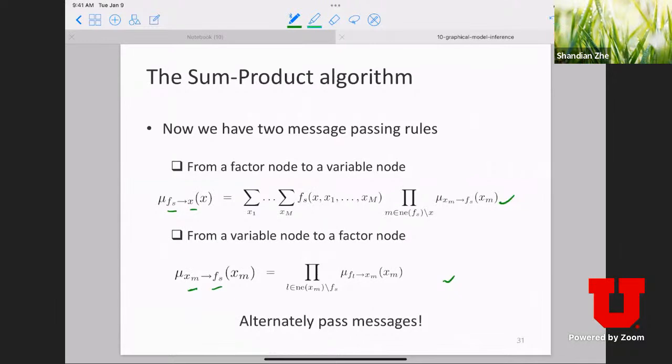So I highly encourage you to review the slides and try to recall what we emphasized in class, and then you will get to know why the rule is discovered in this form.